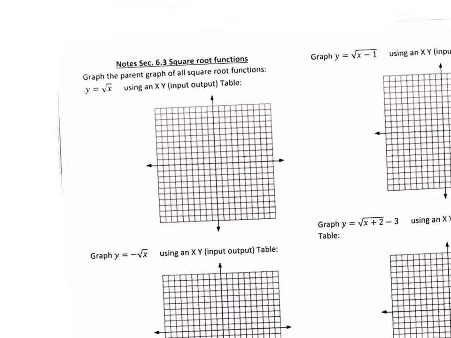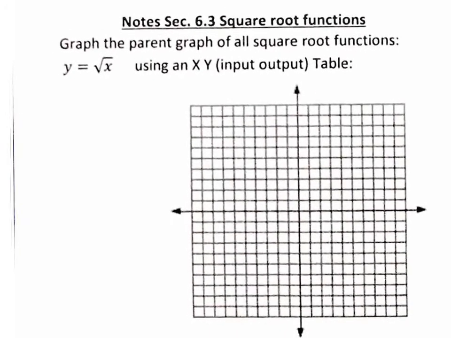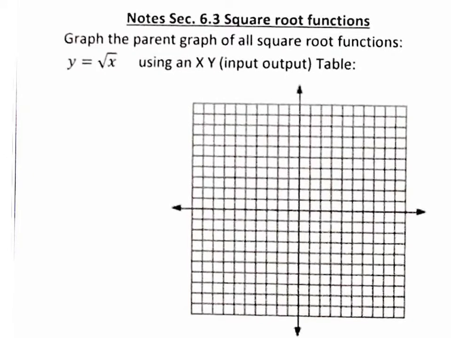So let's jump right into today's notes, 6.3, graphing square root functions. Let's begin by graphing the old school way with the input-output table. We will be graphing the most basic type of square root function, y equals the square root of x, and let's use an input-output table.